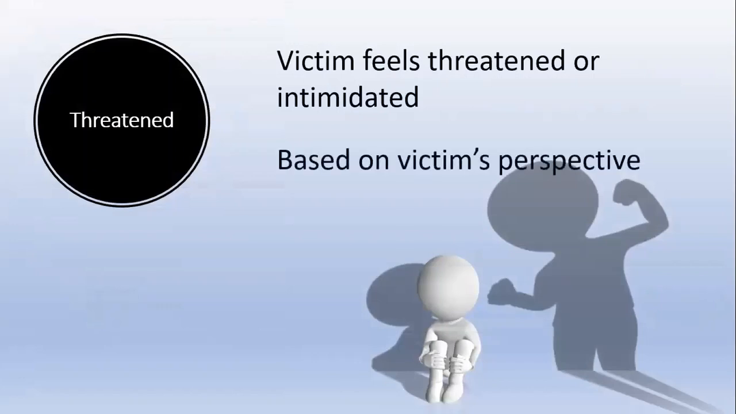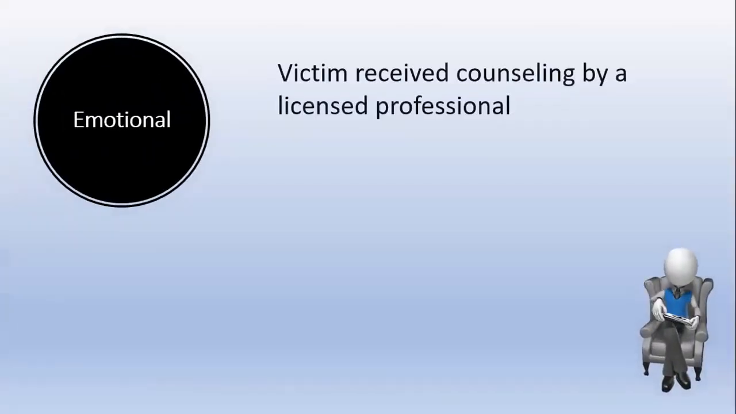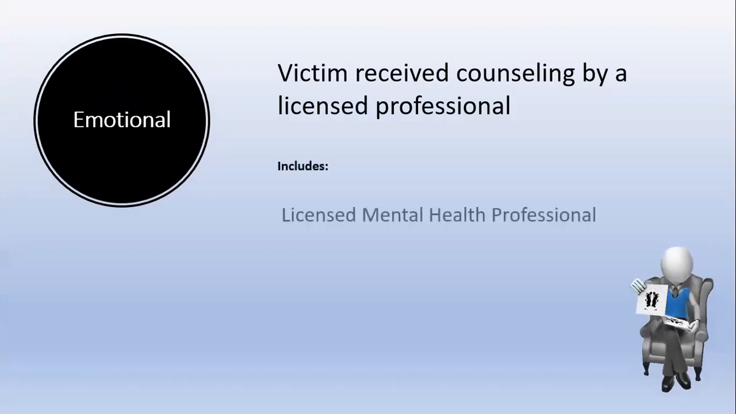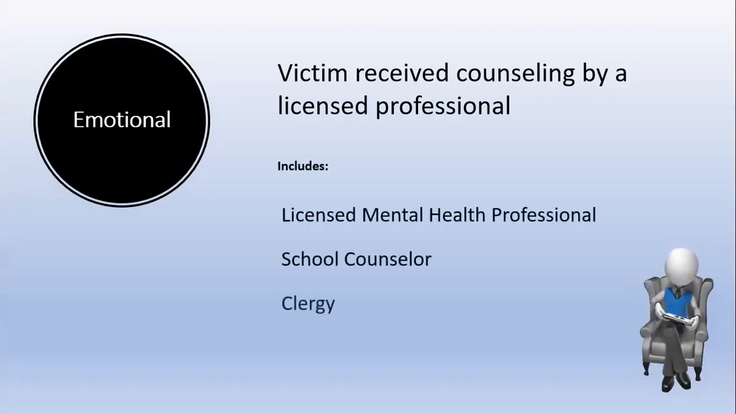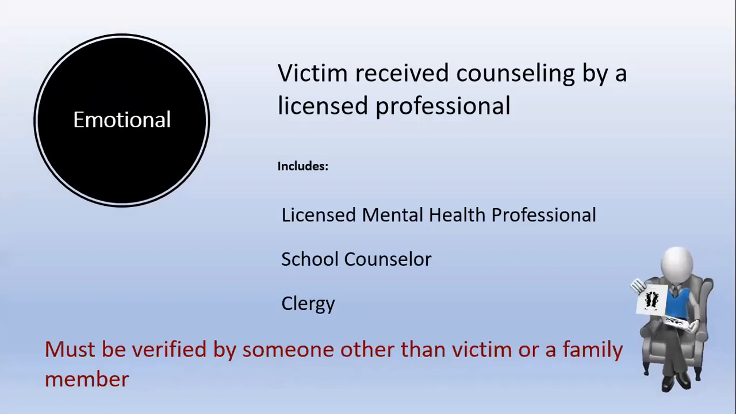Threatened injury is scored when the victim feels threatened or intimidated, and we score threatened injury based on the victim's perspective. Emotional injury is scored when, as a result of the offense, the victim received counseling by a licensed professional. This includes licensed mental health professionals, school counselors, and clergy. But in order to score emotional injury, it must be verified by someone other than the victim or a family member.